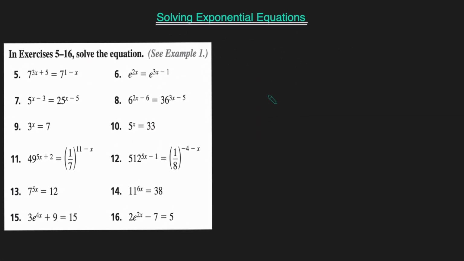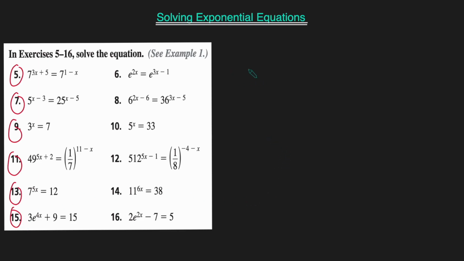We're going to go ahead and solve some of these equations, and we'll only be doing odd numbers. So we'll be working on number 5, 7, 9, 11, 13, and 15.